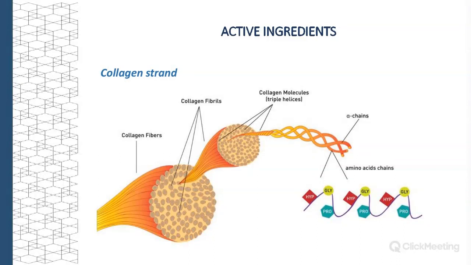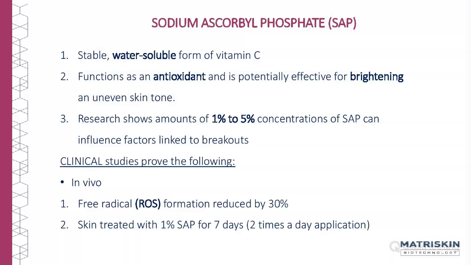Now, as mentioned before, our fibroblast needs vitamin C in order for us to make a good quality collagen. And sodium ascorbyl phosphate has various clinical studies that back up its efficacy. Many of the problems that we see with L-ascorbic acid, which is the pure water-soluble form of vitamin C, is the fact that it isn't very stable in formulations. It tends to lose its efficacy if it's exposed to light, water, or air.